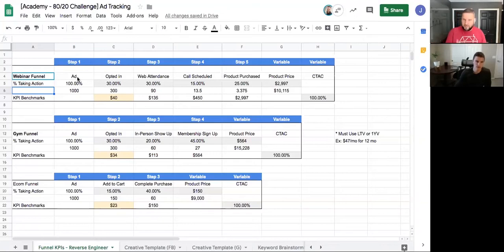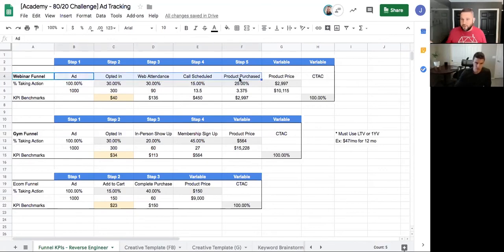And so the first step that we're talking about is, okay, we're going to run an ad. The second step of the funnel is the number of people that are opted in, or what's our opt-in rate. Step 3 is going to be web attendance, so the number of people that actually show up and watch that webinar. In this funnel, the next stage after watching the webinar is to schedule a call with a salesperson. So that's step 4. And then step 5 is the number of people that are actually purchasing the product. Okay, so those are the 5 steps of the funnel.